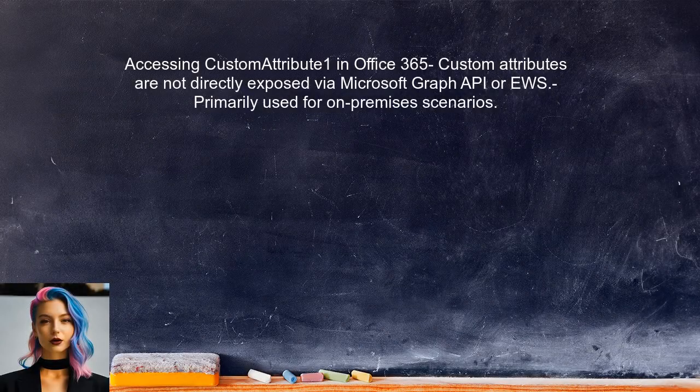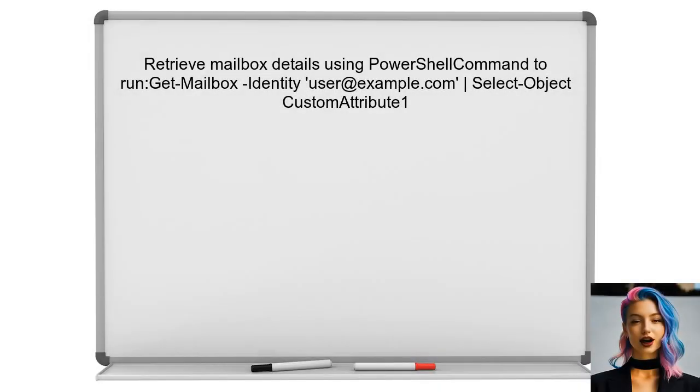To access CustomAttribute1 in Office 365, the user should first understand that these attributes are not directly exposed through the Microsoft Graph API or EWS. Instead, they are primarily used for on-premises scenarios. Next, the user can utilize PowerShell to retrieve the mailbox details, including the custom attributes. This can be done using the Get-Mailbox command.